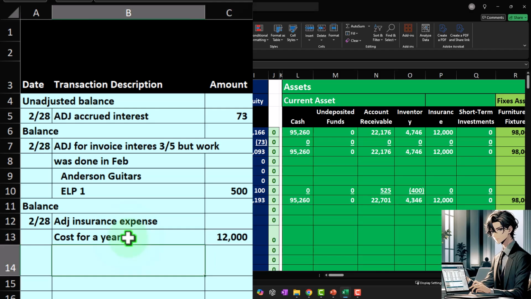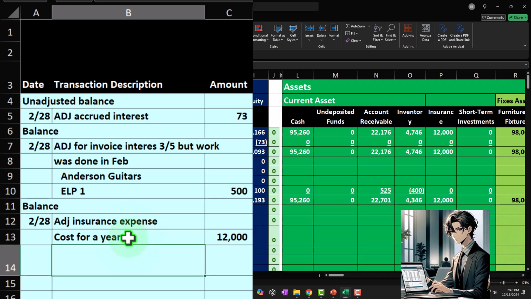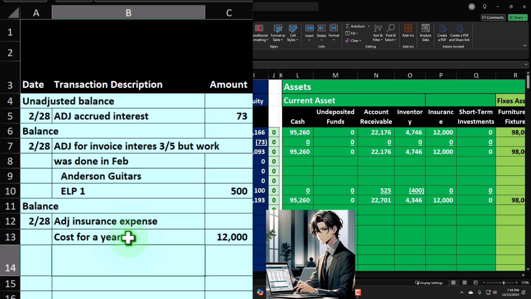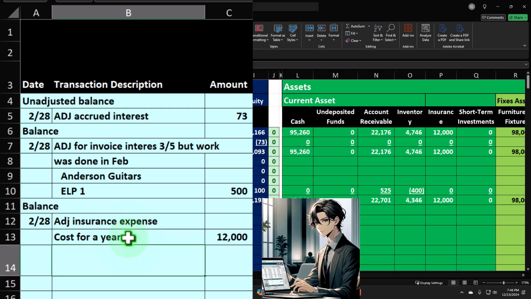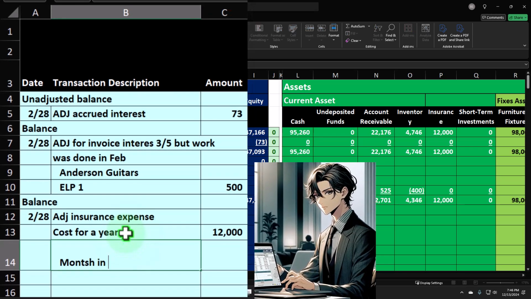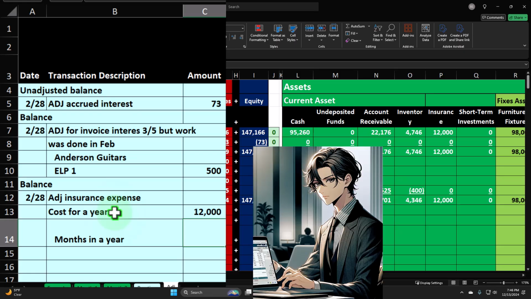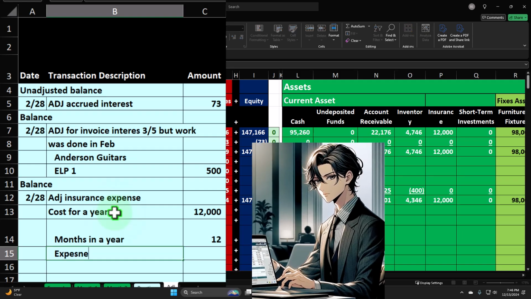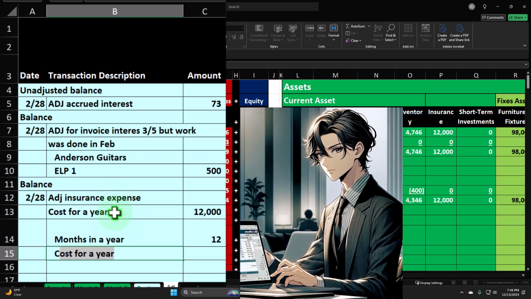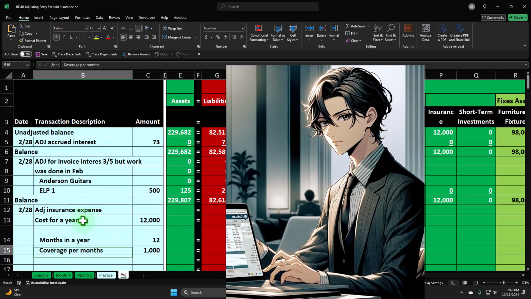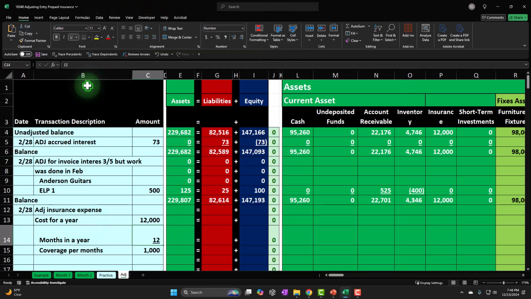We're going to say that the insurance took effect in the start of February, and we have a year of insurance that will be covered. So then the question is, all right, well then the months in a year are 12. So that means the expense or coverage, let's say, coverage per month is going to be the 12,000 divided by 12, which we made to come out nice and easy. I'll put an underline here. So that means that we're going to have $1,000 of expense per month.